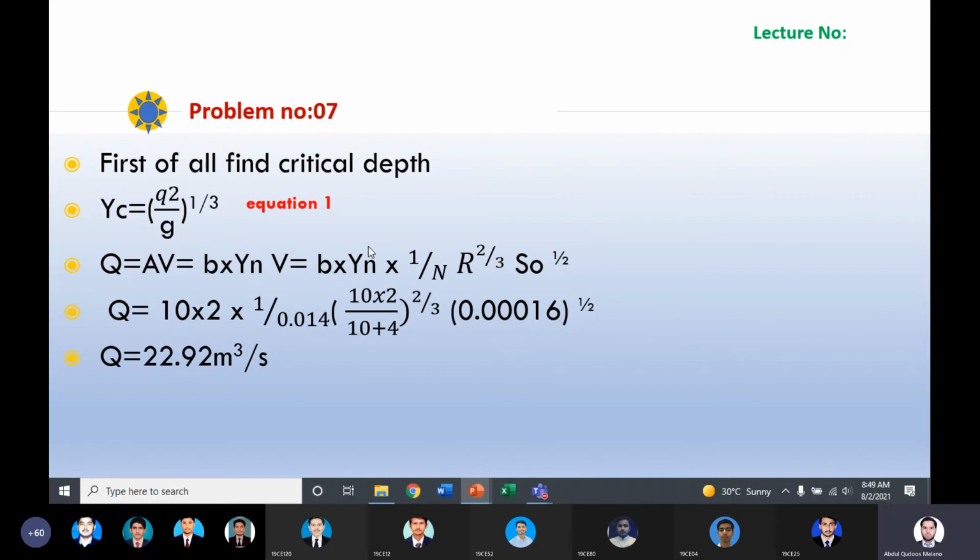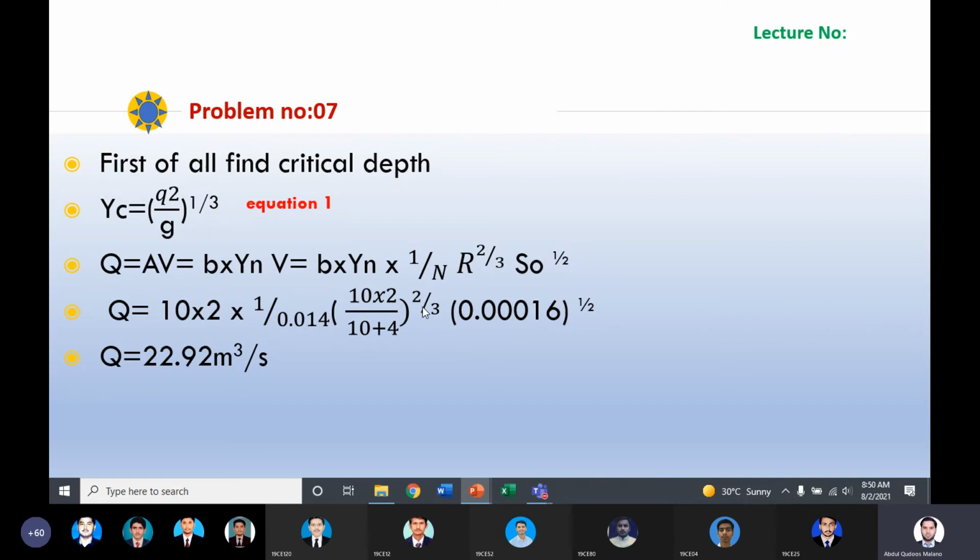Now we are putting the data over here. Width is 10 meter, normal depth is given as 2 meter, 1 upon n, the value of n is 0.014, R is area upon wetted perimeter, area is b into y, wetted perimeter is b plus 2y. So 2y means 2 into 2, 4.